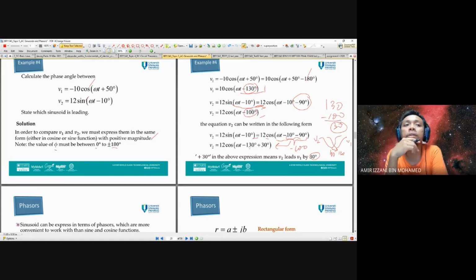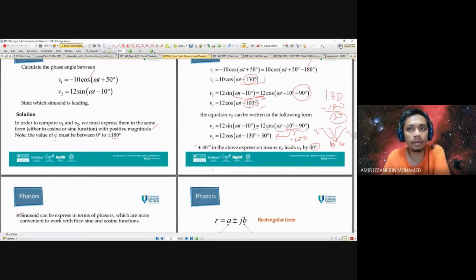Okay, we will stop here. Tomorrow we'll take a look into phasor. Any question? Please do revision on this because this is new for some of you, and next is much more complex. We'll get into complex numbers. If no question, I will stop here.